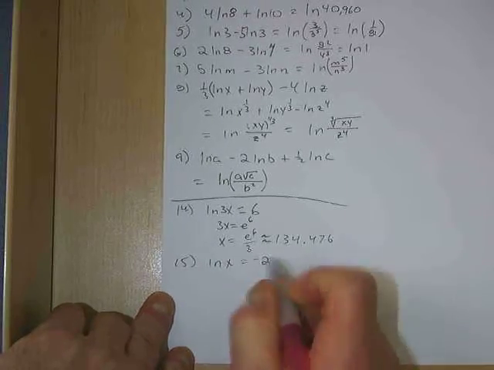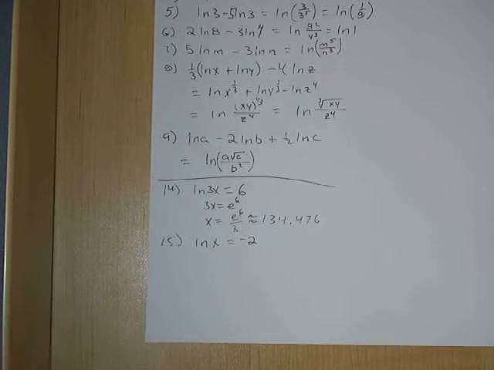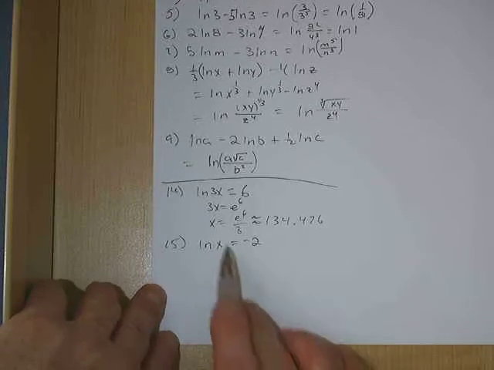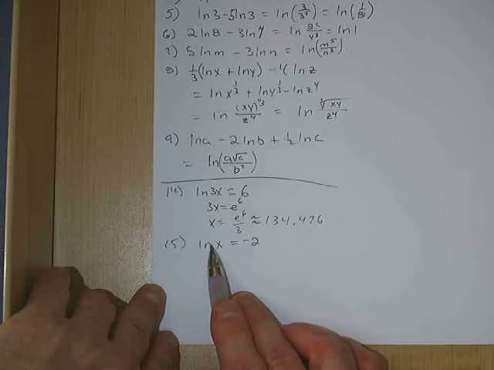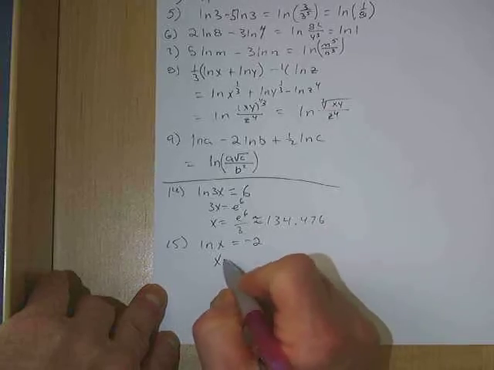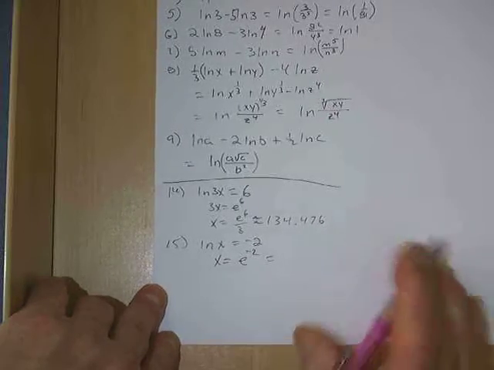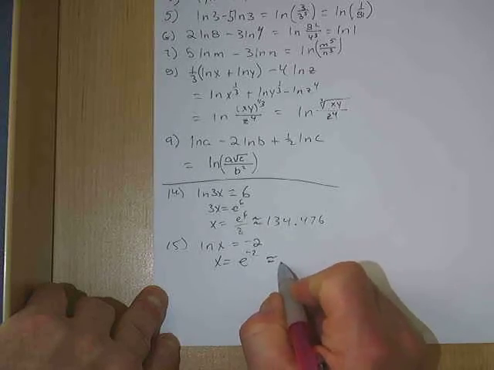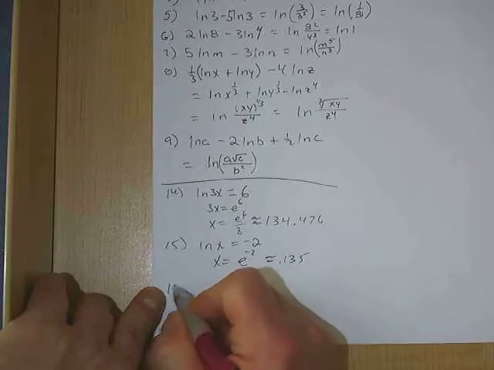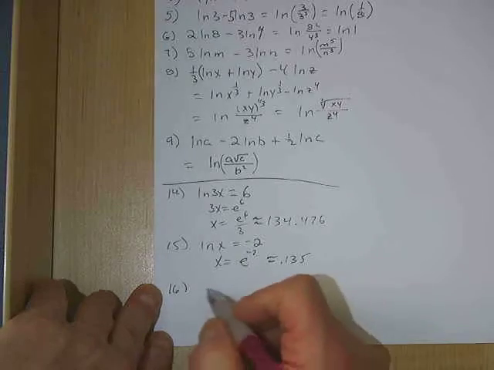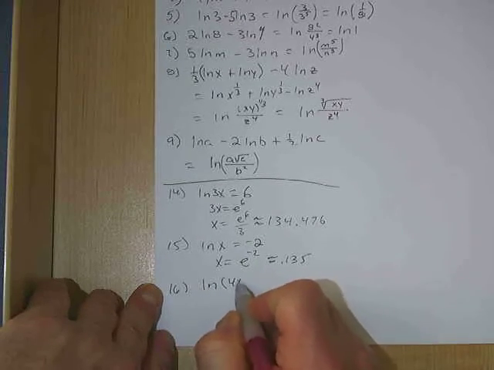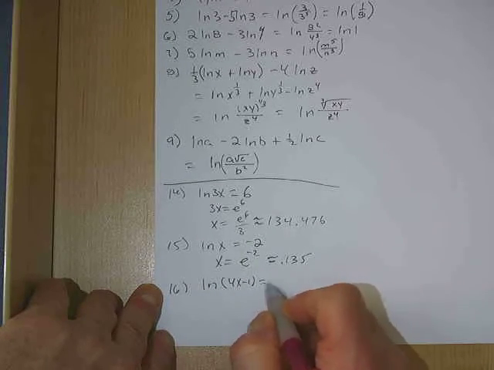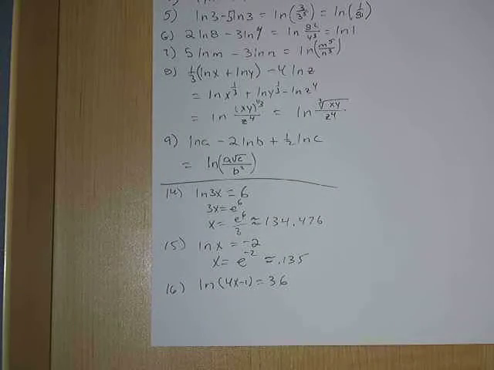Natural log of x equals -2. All of these are in base e. All of these we will be unlocking the logarithm using base e. X equals e to the -2. And on your calculator, e to the -2 is about 0.135. 16. Natural log of 4x minus 1 equals 36.